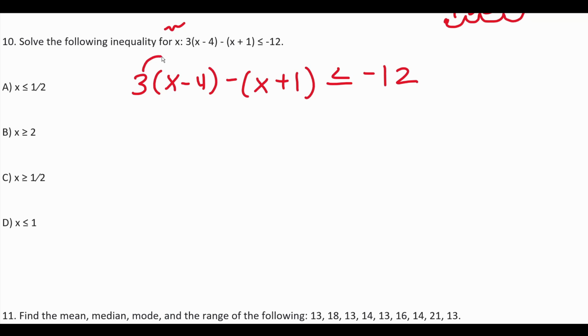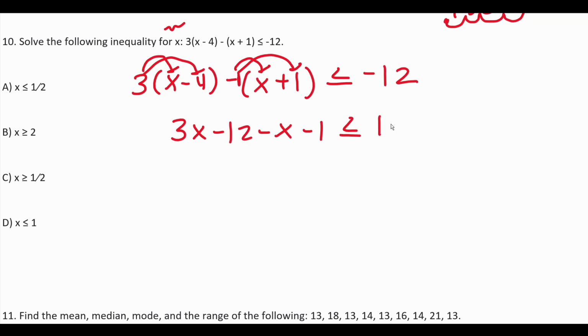We're going to have to distribute this 3 to this x and to this negative 4. And likewise, there's technically a negative 1 here that we have to distribute here and here. So let's work on doing that first. This becomes 3 times x, which is 3x. 3 times negative 4, which is negative 12. Negative 1 times x is negative x. Negative 1 times positive 1 is negative 1. Again, this is less than or equal to negative 12.